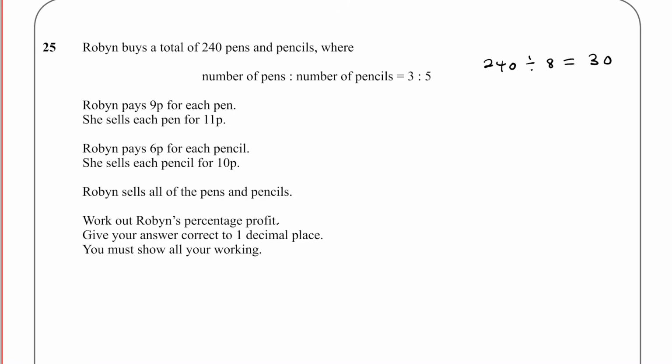So the number of pens is 3 30s, which is 90. The number of pencils is 5 times 30, 150. So we know we've got 90 pens and 150 pencils.